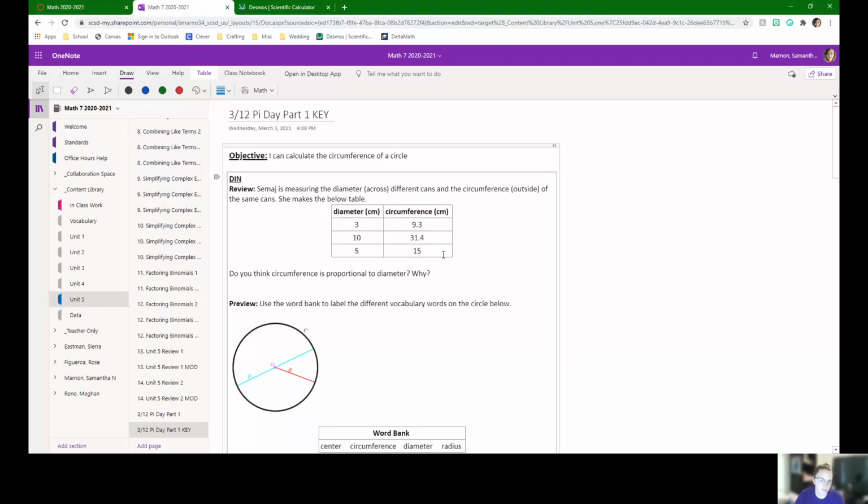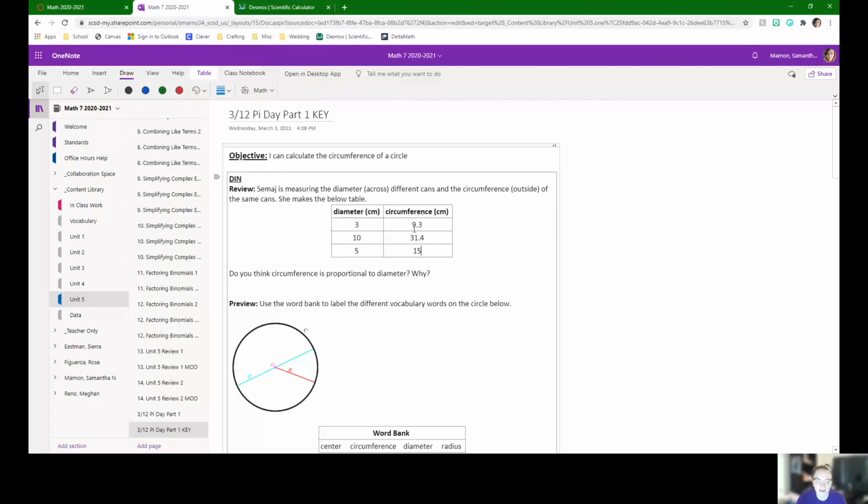Our first question says, do you think circumference is proportional to diameter, and why? So pause the video, you're going to have to think back to when we did proportions in Unit 3 and see, do you think this is proportional and why?